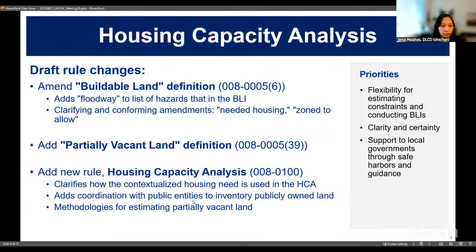So this rule clarifies what needs to be in a housing capacity analysis, including how information from a contextualized housing need plugs in. The requirement that jurisdictions coordinate with public entities to inventory publicly owned land was pulled out of the definition of buildable land, where we thought it's likely to get lost, and put into these more substantive rules. And we've also moved the rules, as I mentioned, related to inventorying partially vacant land. And I'll get into greater detail on that in the next 2 slides. So I think we can go to the next one.